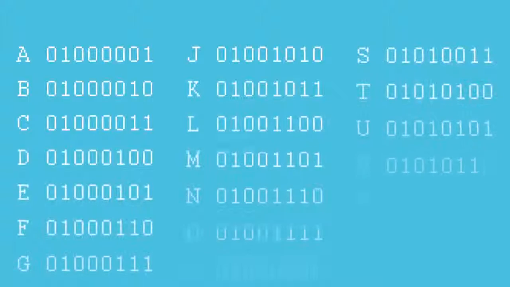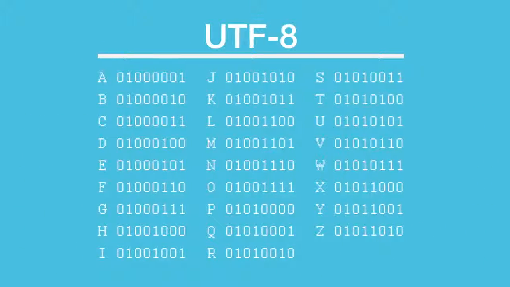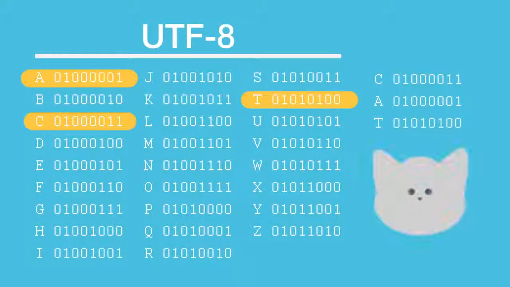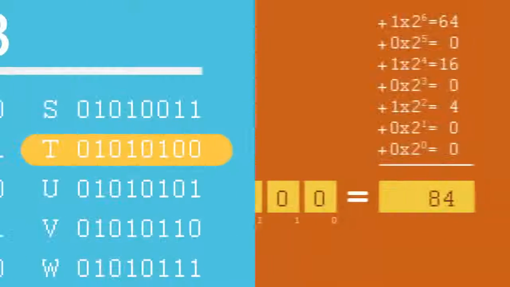Meanwhile, letters are interpreted based on standard rules like UTF-8, which assigns each character to a specific group of 8-digit binary strings. In this case, 01010100 corresponds to the letter T. So how can you know whether a given instance of this sequence is supposed to mean T or 84?